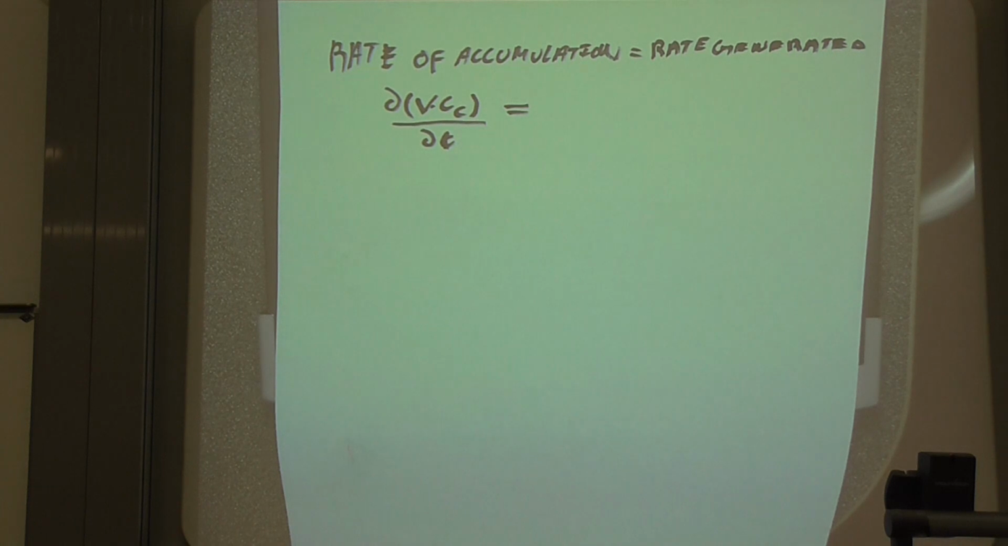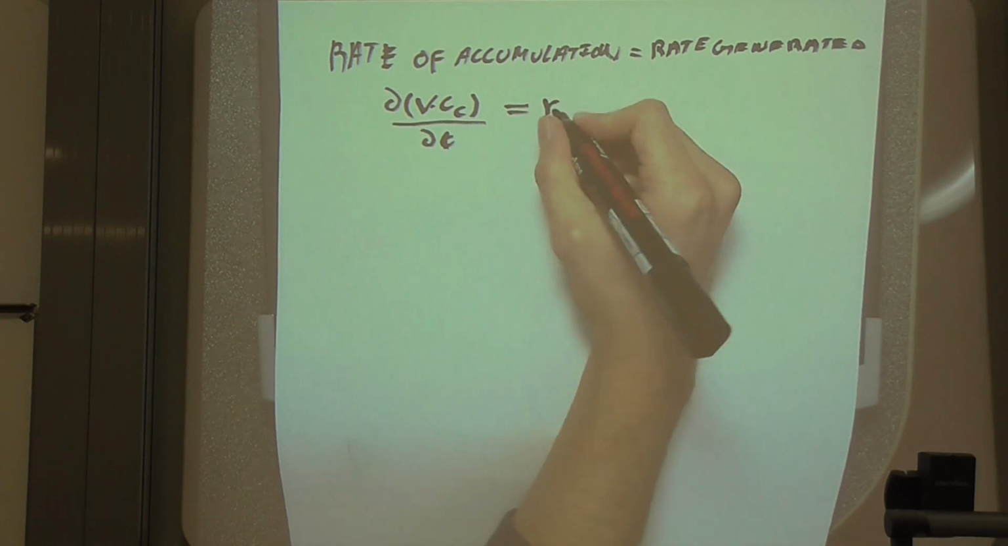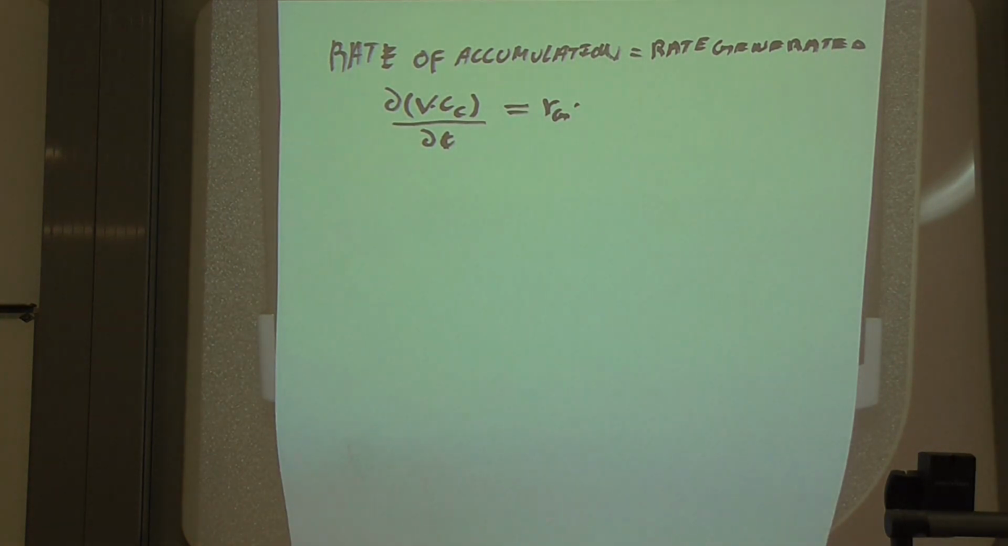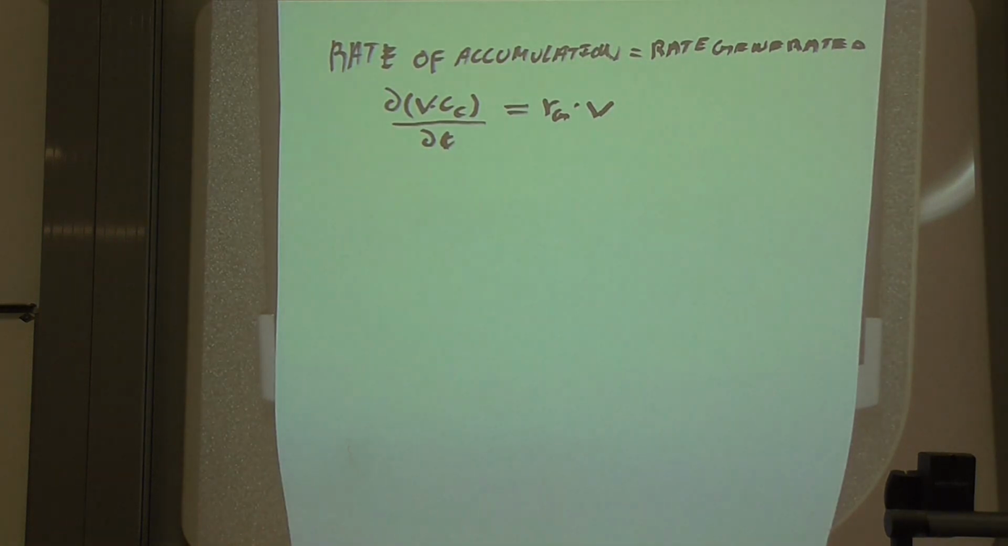And the rate of generation can be expressed as the rate of growth of cells, which we will give an arbitrary symbol Rg, multiplied by the volume of fluid within the tank. Now Rg has units of kilograms per second. So at the end of the day, the units balance out.